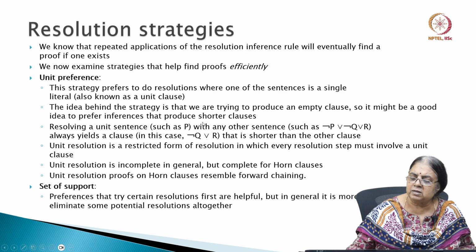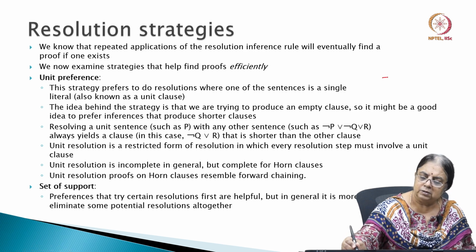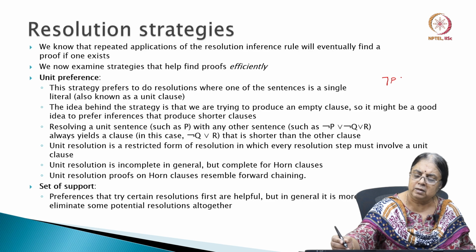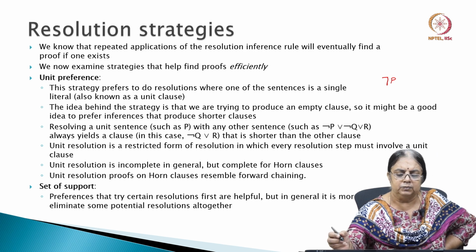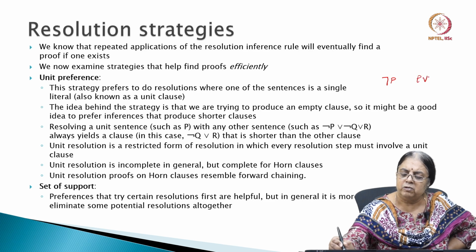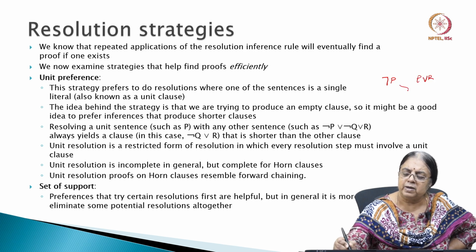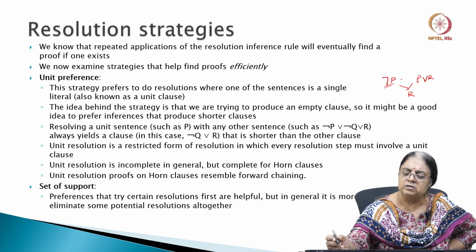So it is something like this. If you have not P, and you have P or R, and you're combining these together, you are going to get the single R. So this works out to be much shorter if you take some single ones like this.